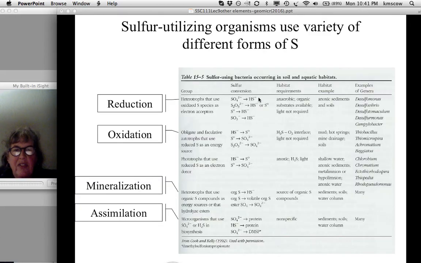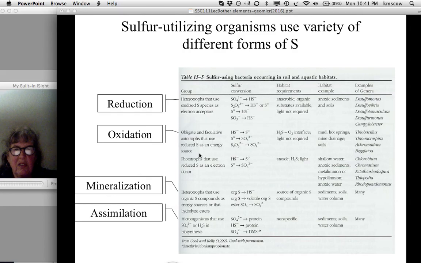A lot of different kinds of sulfur utilizing organisms, and this table just groups them by whether or not they're organoheterotrophs that reduce sulfur compounds, or that oxidize sulfur compounds. So the desulfo is often this root that distinguishes that these are organisms that reduce sulfur compounds. And then the thio root is often used to describe organisms that oxidize sulfur.